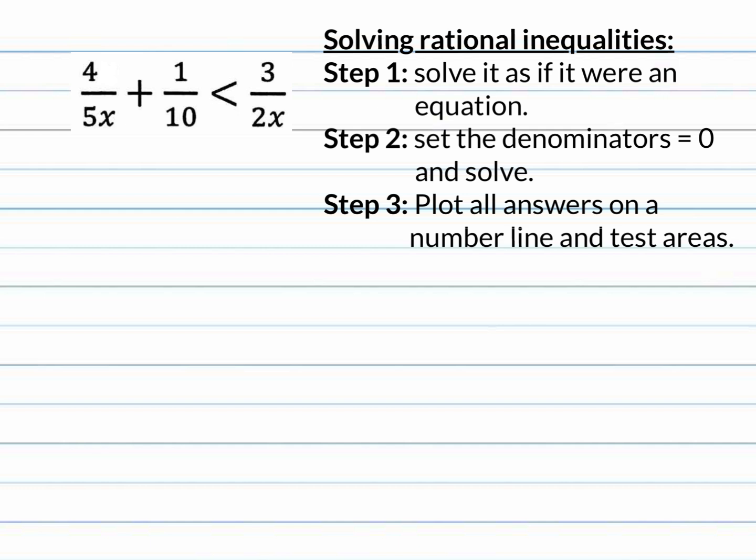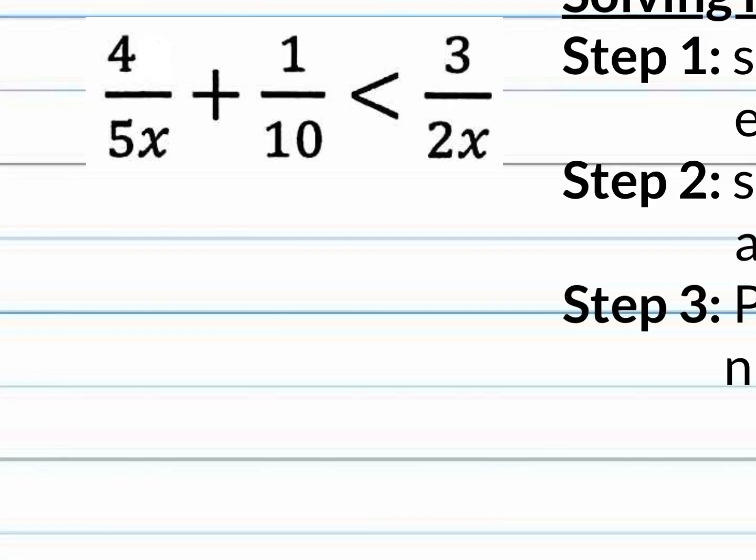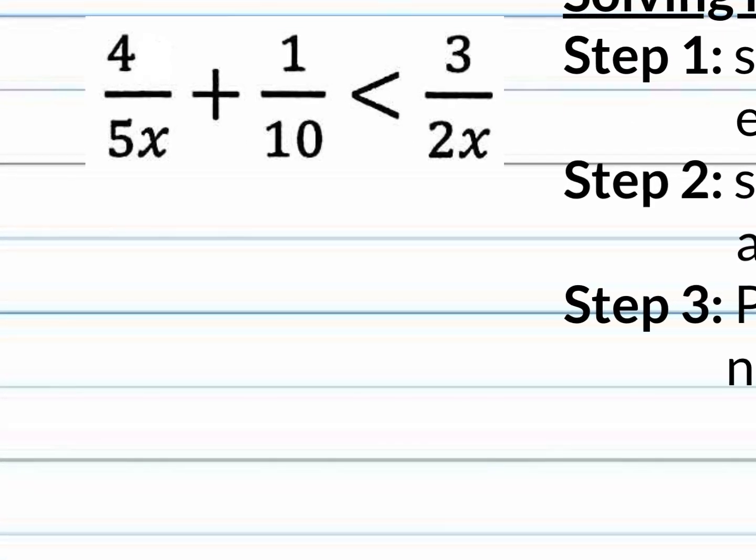This is the final section of Chapter 8, Solving Rational Inequalities. So hopefully you guys already jotted down these steps. Step 1 is to solve it as if it were an equation. You could pretend that that's an equal sign and just solve it, right? So let's actually do that first. Let's pretend it's an equal sign and solve it.